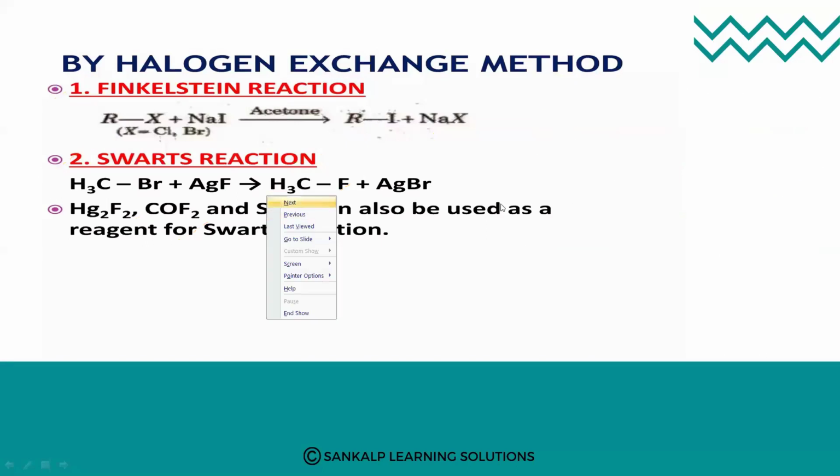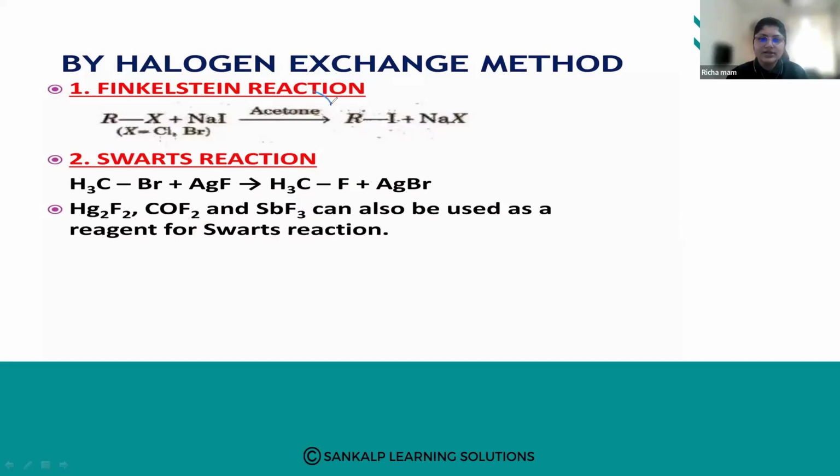Ma'am, is the catalyst constant, or different? For the Finkelstein reaction, this is only used. For name reactions, whenever we are giving them, for example, when we are using the anti-Markovnikov rule.